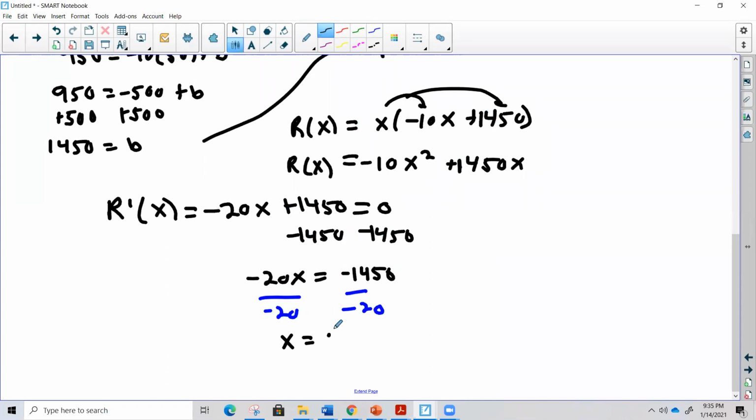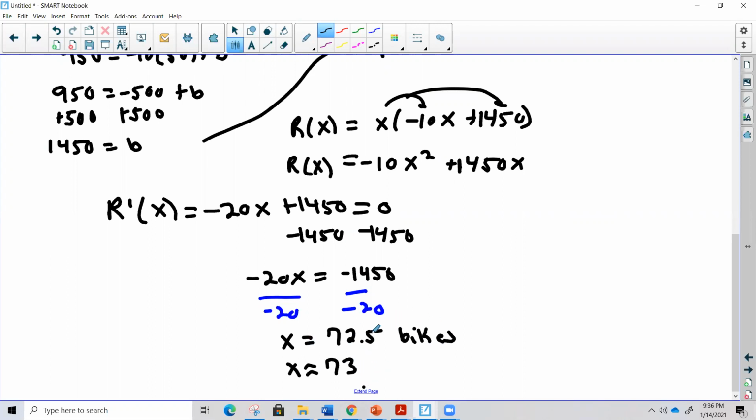Okay, so I get 72.5. Now, we're talking about bikes, and it doesn't make sense to have half a bike, so we'll always round up with these. So I have approximately 73 bikes.